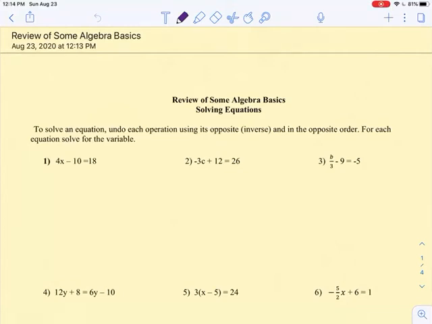Hi everyone, this is Miss Holden, and this is a review of some algebra basics that you should know how to do. It is assumed in this class that you can solve an equation, and it's also assumed that you can factor. So we're going to review both of those.